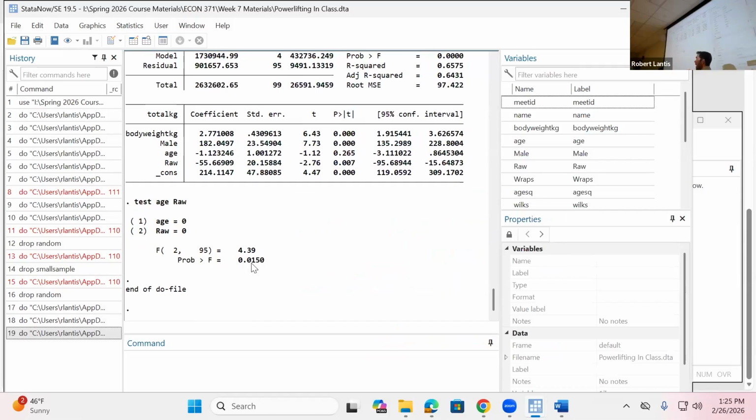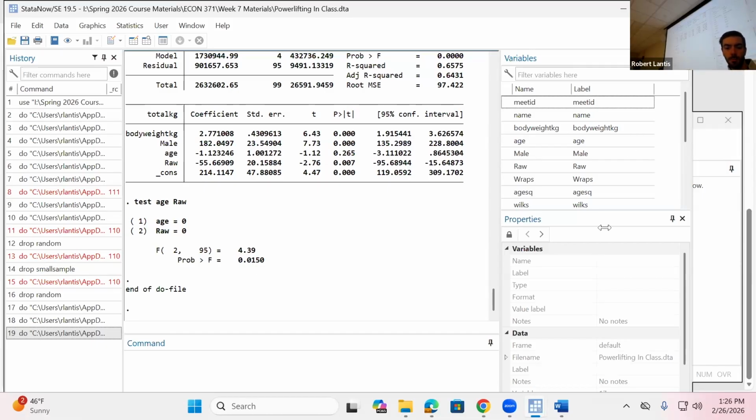In fact, here, if I gave you this output, at what levels can you reject this joint significance test? So if the p-value is 0.015, I can reject at the 90 and 95%, because that's going to be less than my alphas of 0.1 and 0.05. I can't quite reject at 99 because my alpha there would be 0.01. It's not less than, it'd be greater than that. Okay. Any questions there?